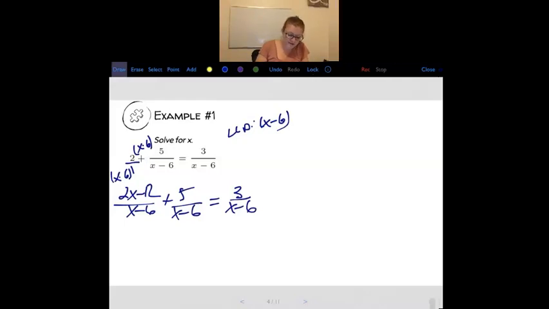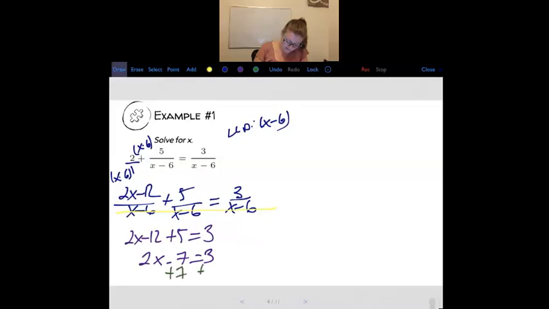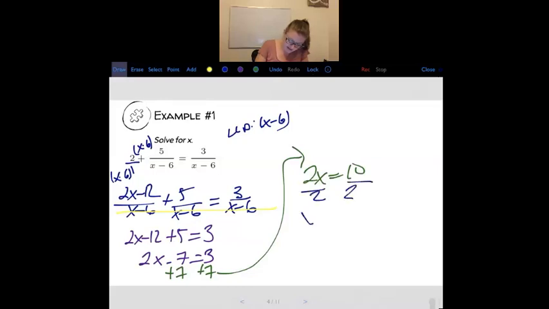Now that we have the common denominator, we can apply the principle of letting go of the denominator and solving what we have left. A linear equation. We know how to solve this. We get our numbers to one side and our variables to the other. So this becomes 2x minus 7 equals 3. We'll add 7 to both sides, and we get 2x equals 10, divide by 2, and x equals 5.